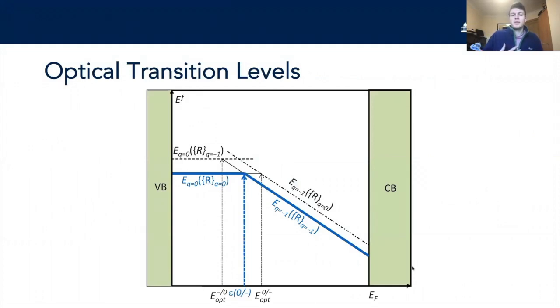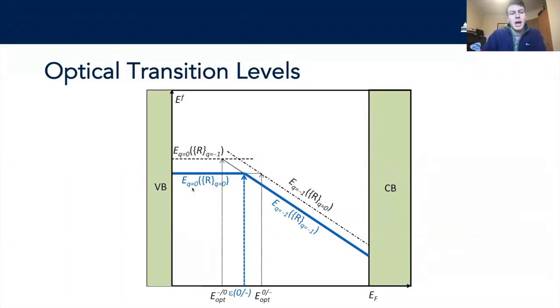Another way this behavior is often visualized is via a transition level diagram, where, as well as showing the normal kind of equilibrium formation energies of the defect in its charge state, so that would just be the blue highlighted lines here, we also show the formation energies of the defect in the relaxed structure of the other charge state. So that's what the big O represents here.